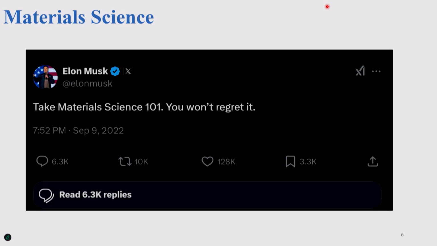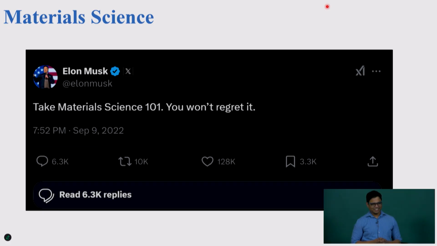I think most of us know this very famous person, one of the richest people, and probably the one who suggested we do not need a university education, as you might have heard. But he does recommend you should take Material Science 101 and you won't regret it. It's coming directly from one of the most influential characters of our present generation, and that person is saying you should take material science. Not computer science, not biological science, but material science. It's that important.